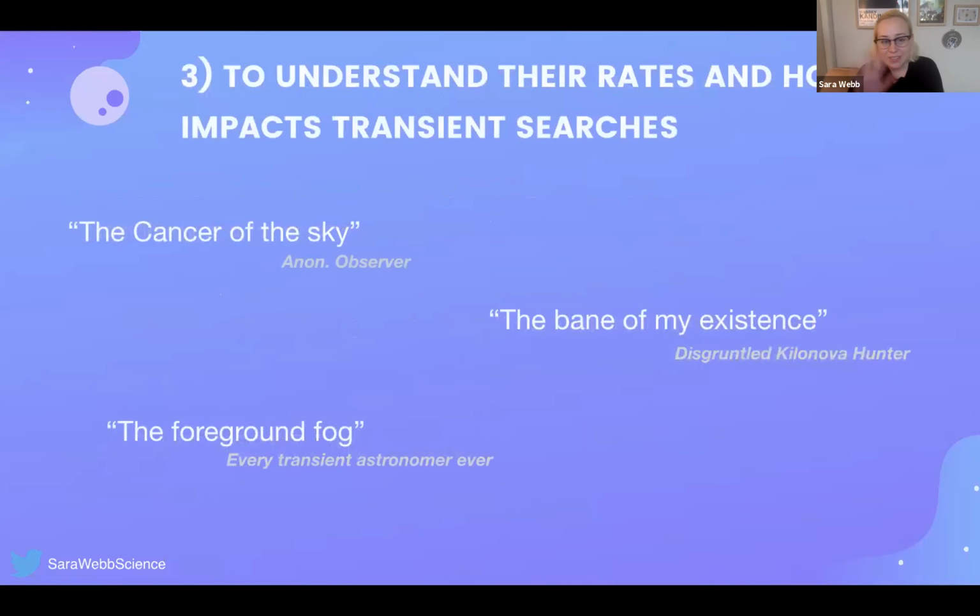So here are some anonymous quotes from my colleagues about how flare stars affect us, and they've been described as the cancer of the sky, the bane of someone's existence, and the foreground fog in almost every paper referring to very fast transients. So these transients might be kilonovae, they could be hunting for prompt gamma ray afterglows, they could be hunting for shock breakouts from supernovae. All of these incredible things that happen on very short timescales tend to be clouded by flare stars.